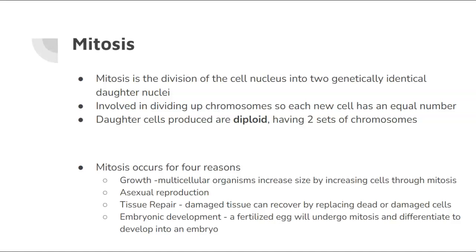Mitosis is involved in dividing up chromosomes so that each new cell has an equal number. This is how we make identical cells. And the daughter cells produced are diploid, meaning that they have two sets of chromosomes.